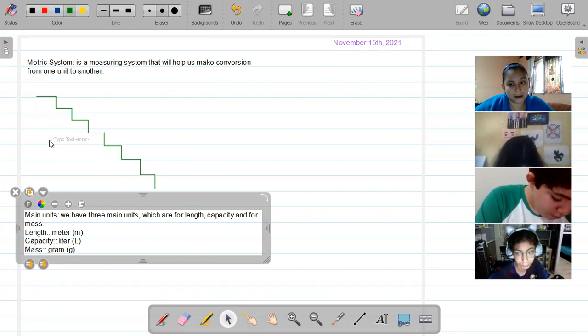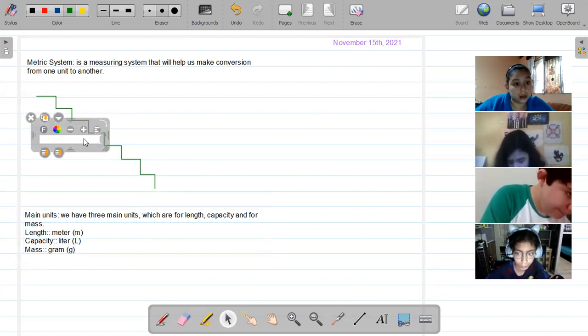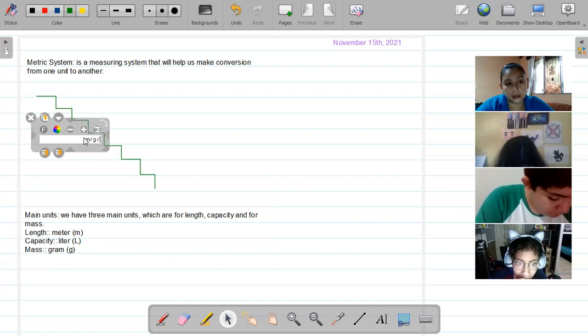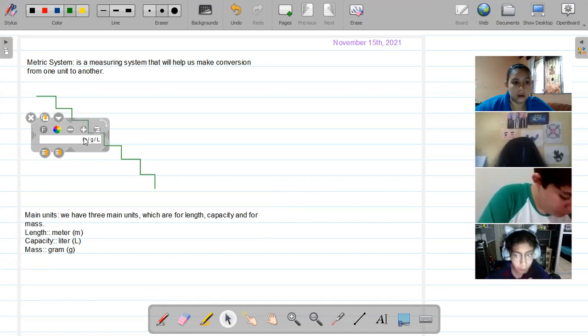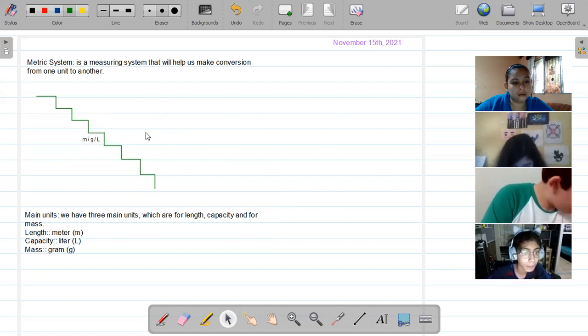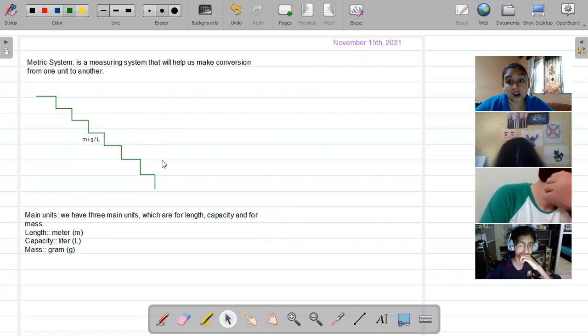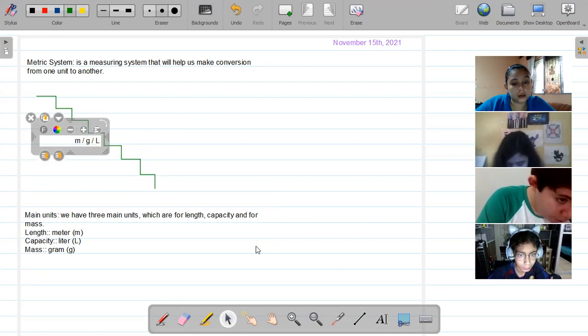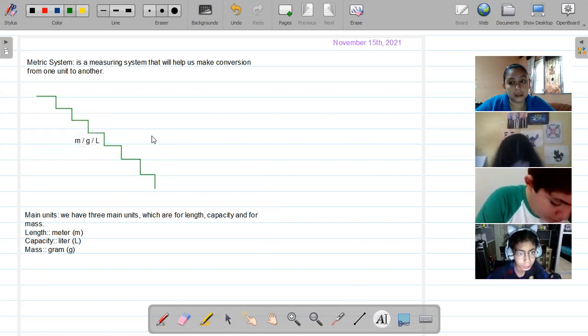Now let's talk about the stairway, because we're talking about a stair. So like I told you, the middle, number 7, belongs to the meter, but it also belongs to the gram. And it also belongs to the liter. Every single step from here down, it becomes smaller units. And from here up, it becomes greater units. So meter, grams, and liters are in the center.